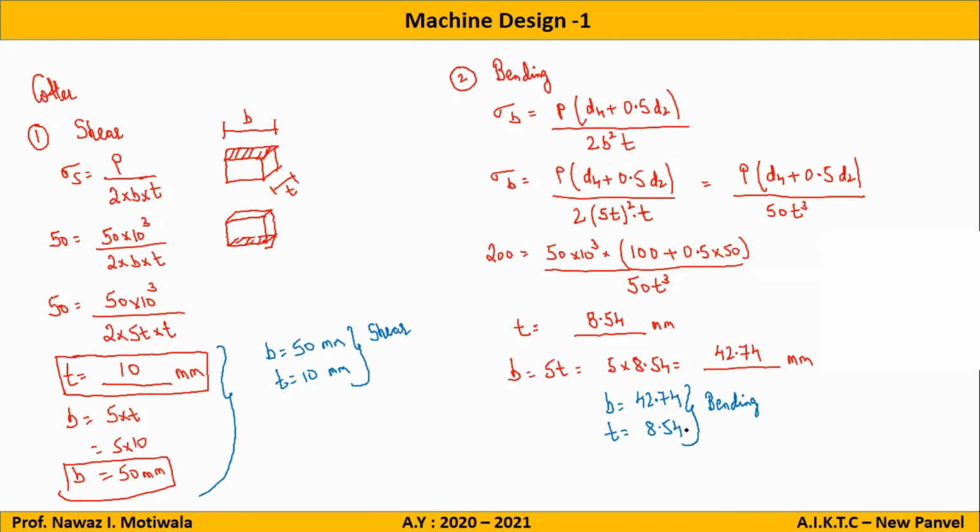वेरी गुड. देखो बेंडिंग में तो सेफ हो जा रहा है. देखो अगर मैं 42.74 रखूंगा तो मेरा कॉटर बेंडिंग में फेल नहीं होगा, बट शेयर में फेल हो जाएगा. बिकॉज शेयर में क्या बोल रहा है? द मिनिमम रिक्वायरमेंट ऑफ कॉटर इज 50. आई विल सिलेक्ट द मैक्सिमम ऑफ दिस वैल्यू. शेयर और बेंडिंग में जो मैक्सिमम रहेगा. So I will now finalize my width of cotter as 50 mm. Final answer, and T is equal to 10 mm.